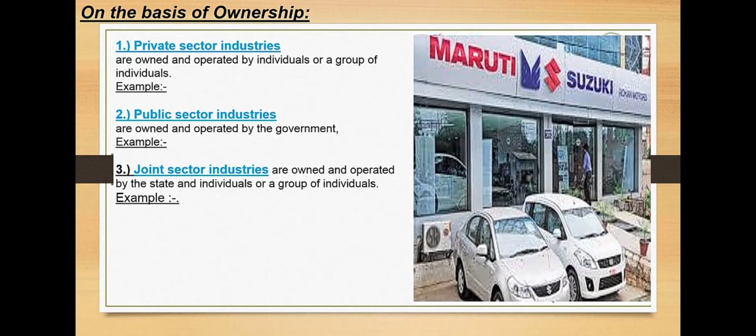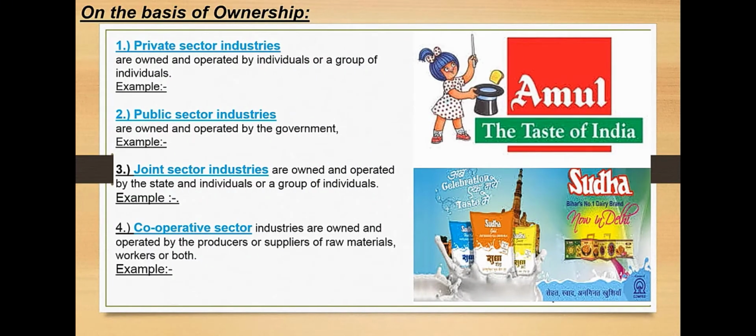So it is called joint sector. And cooperative means it completely depends upon the workers who supply raw materials. For example, Amul: many people are supplying milk to Amul. Many people who have cows in their homes supply milk to the Amul company. So it is called a cooperative company. It completely depends upon the people who supply raw materials to the particular industry.